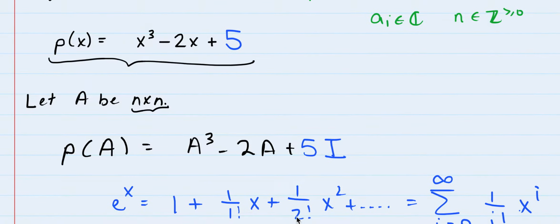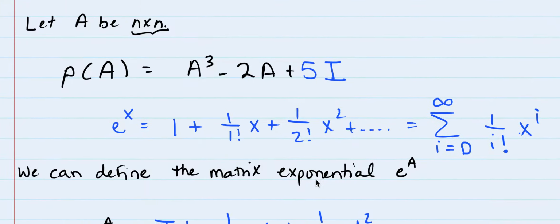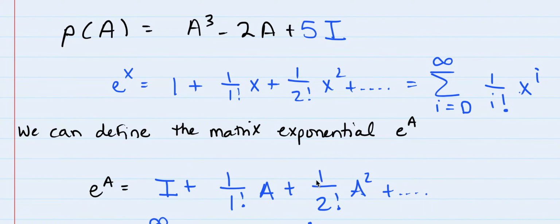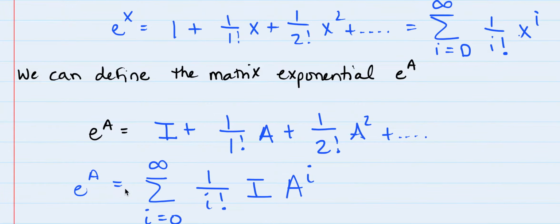And we also talked about something involving e to the x. Remember that e to the x can be written as a polynomial, like this. And we can also define a matrix exponential here. So e to the A is going to look almost identical to this. Wherever I have an x, I put an A, and wherever I have a constant, I put an I. So just like we have the summation notation for e to the x, we can have summation notation for e to the A.